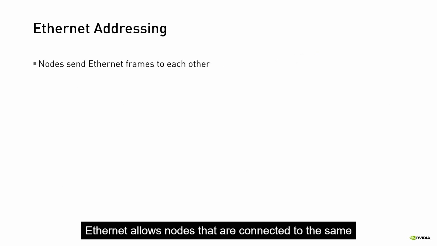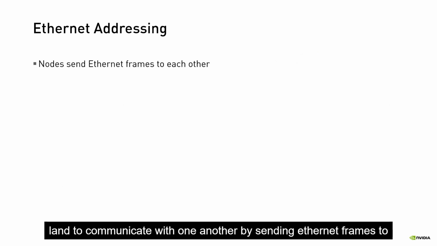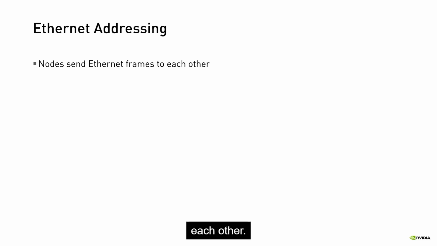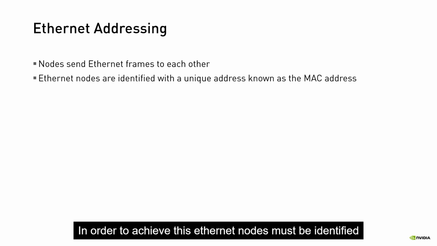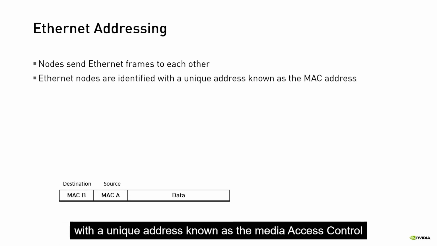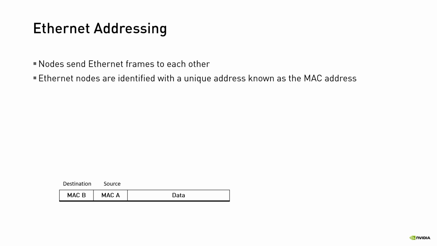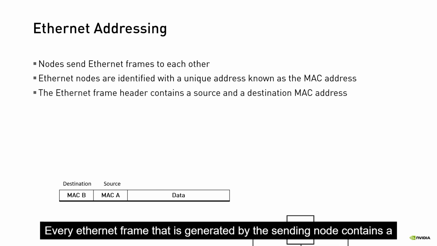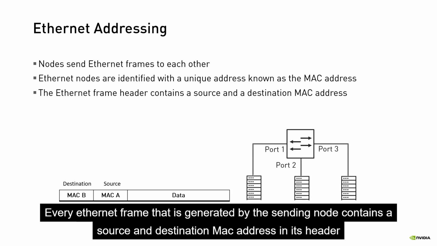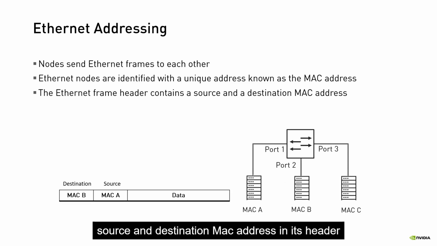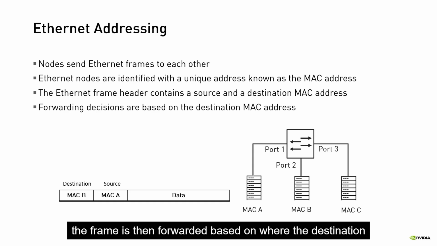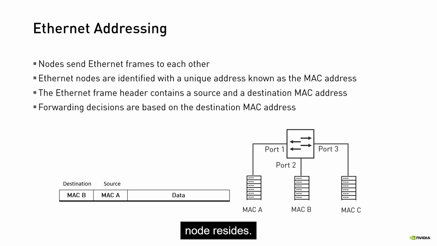Ethernet allows nodes that are connected to the same LAN to communicate with one another by sending Ethernet frames to each other. In order to achieve this, Ethernet nodes must be identified with a unique address, known as the Media Access Control Address, or MAC. Every Ethernet frame that is generated by the sending node contains a source and destination MAC address in its header. The frame is then forwarded based on where the destination node resides.